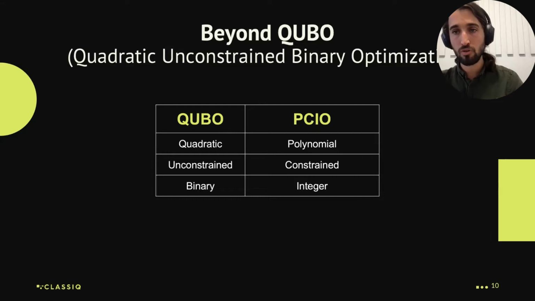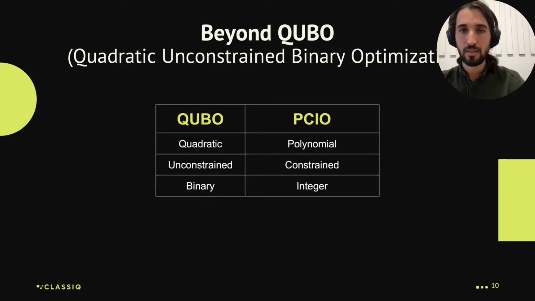In our approach, we just expand this family to a broader family of problems. We call it PCIO. So we take the quadratic objective and enhance it to a polynomial objective. And we also enable you to put as many constraints as you want. They can be overlapping, of many types. And our variables can be either binary or also integer variables.